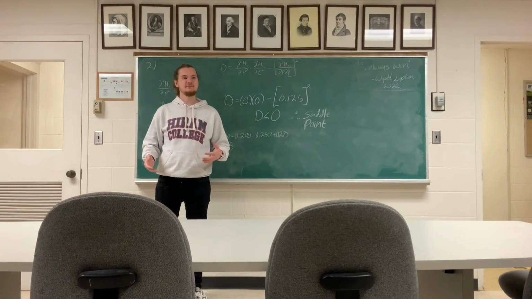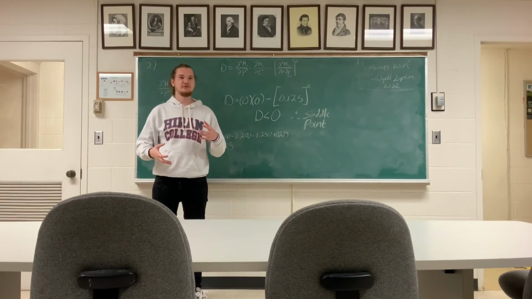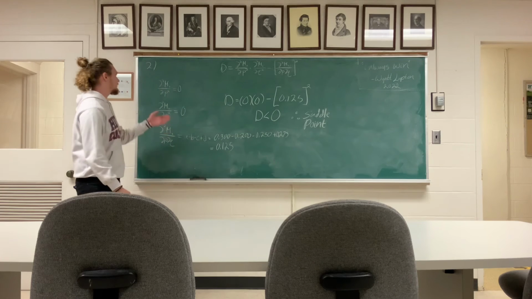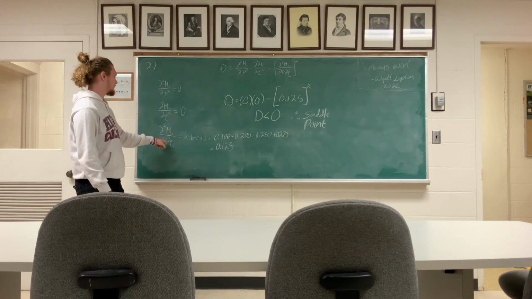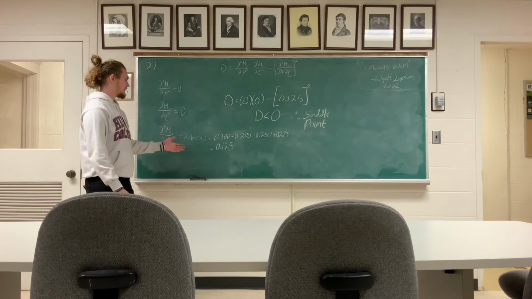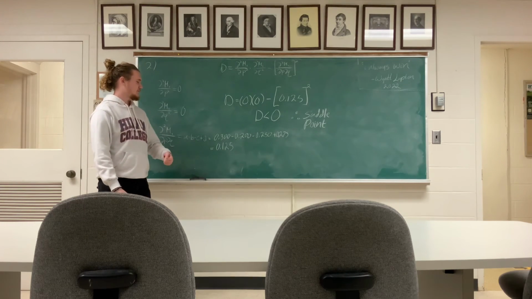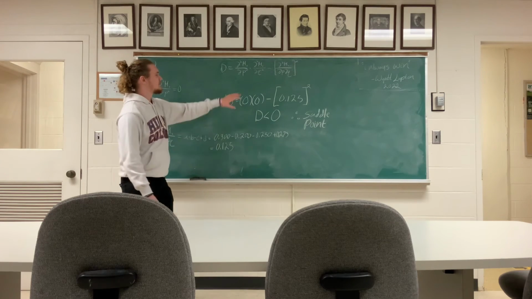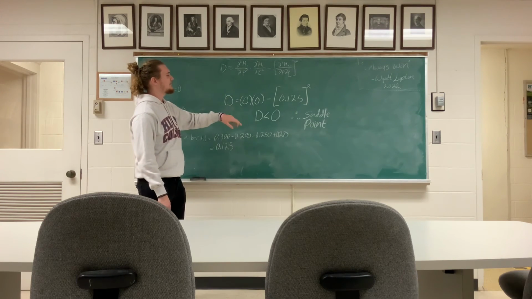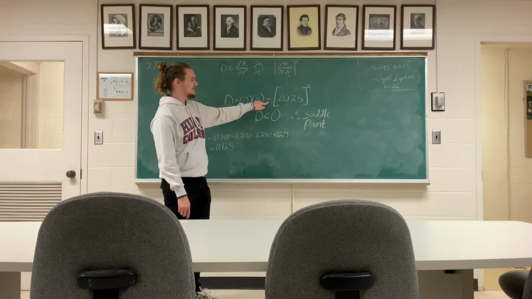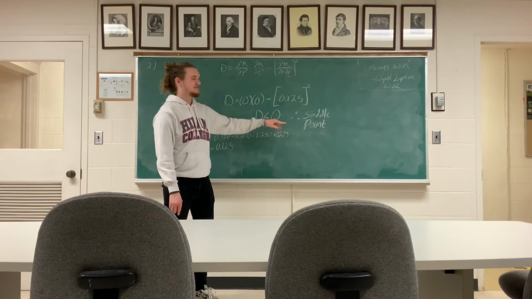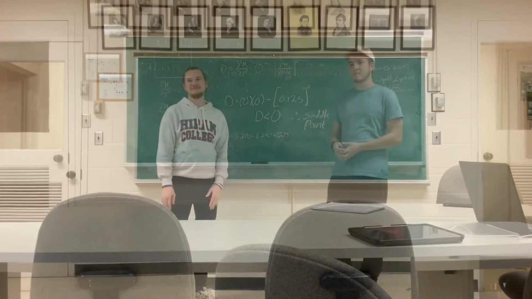Alright, so now we need to prove that this point is a saddle point. So again, with our partial derivatives equal to 0, and our partial derivative with respect to Q and P equaling 0.125, we plug it into our D equation here. This number squared is negative, so D is less than 0, therefore it's a saddle point.